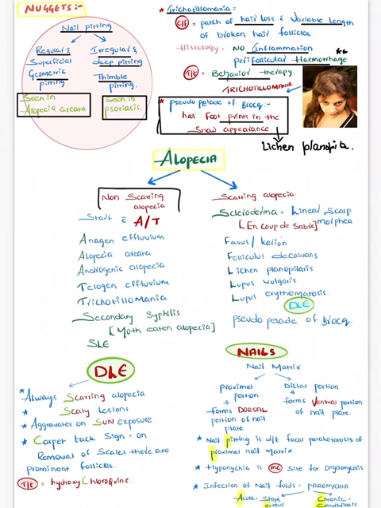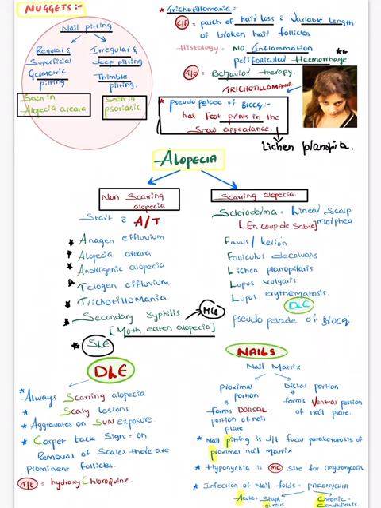Now coming on to non-scarring alopecia and scarring alopecia. Non-scarring alopecia involves all these: anagen effluvium, alopecia areata, androgenic alopecia, telogen effluvium, trichotillomania, secondary syphilis. I talked about moth-eaten alopecia. This is important from the MCQ point of view as well. SLE and tinea capitis may be seen in both places.